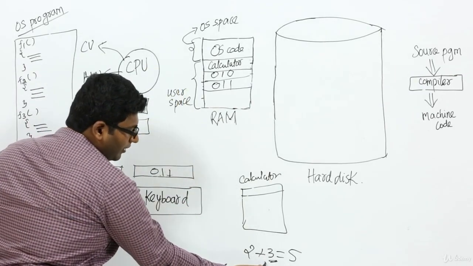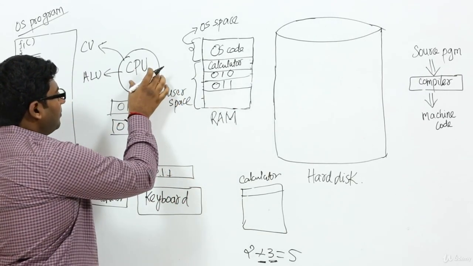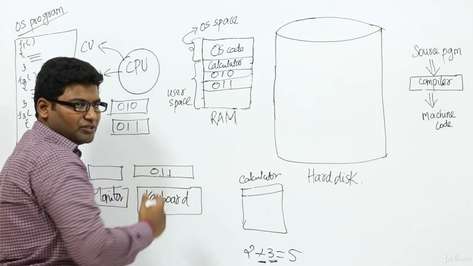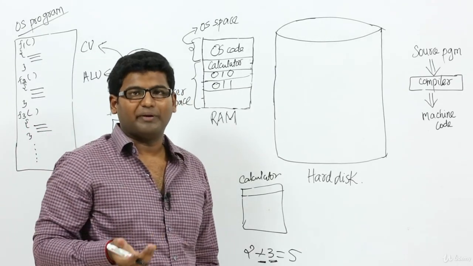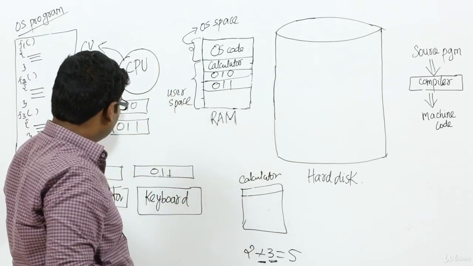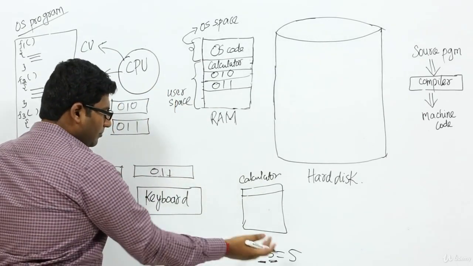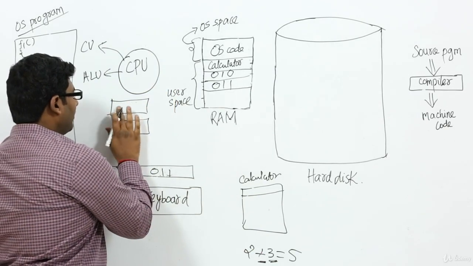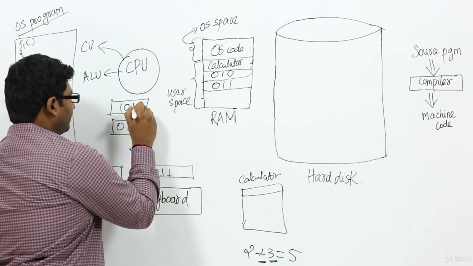Here the operation is nothing but addition. It will be done by the CPU and the result will be overwritten in one of the registers, any register. It really depends on the implementation. One of these two registers, the result will be placed. 2 plus 3 is nothing but 5, and 5's binary format is 101. This will be overwritten over this.